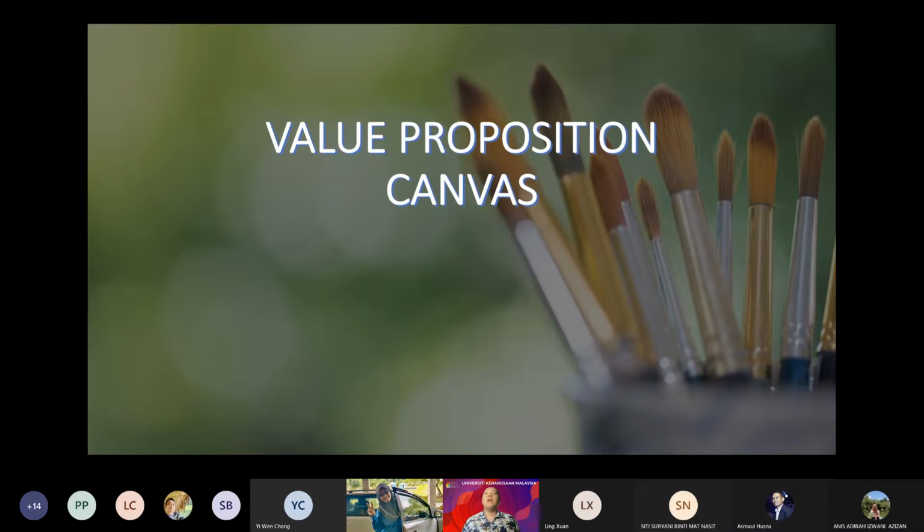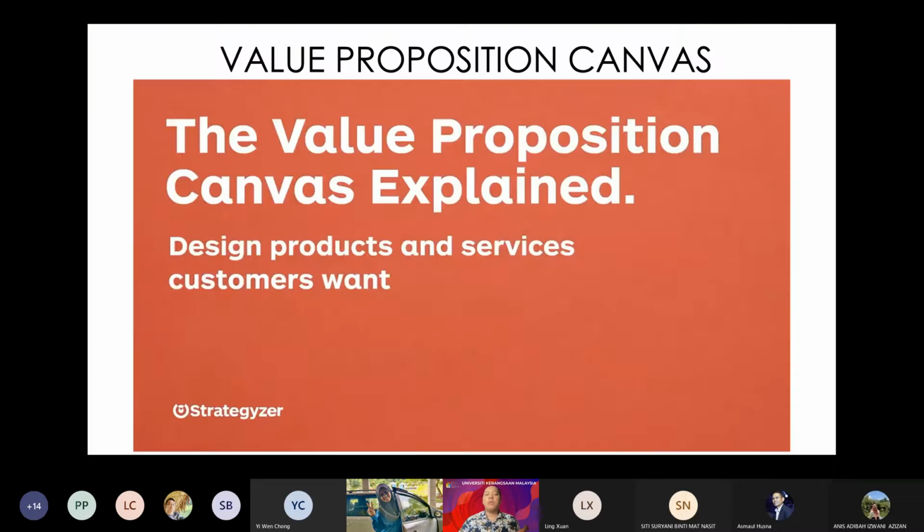Okay, so people tried many things. One of them is we have to study our user. We have to understand them before we can satisfy them. So this is the basic concept. When we design this, this is what we call the value proposition canvas.